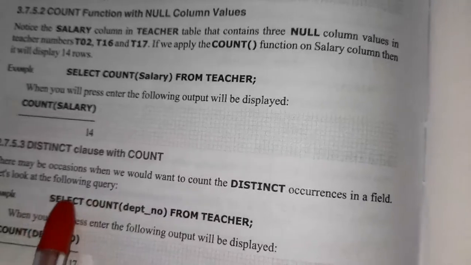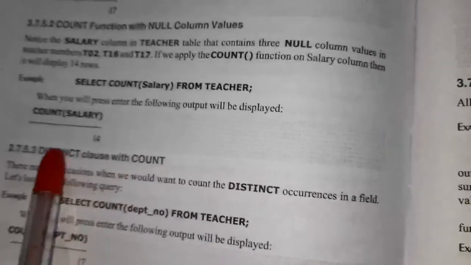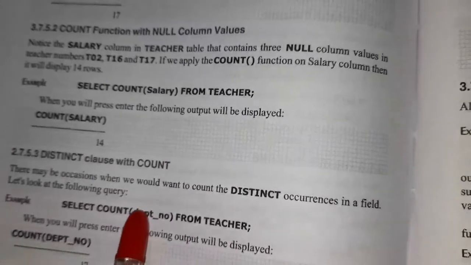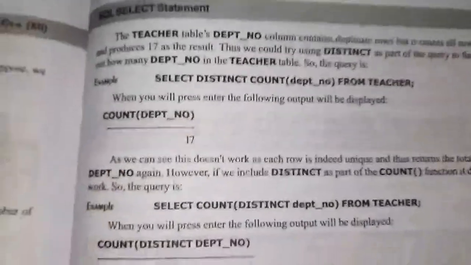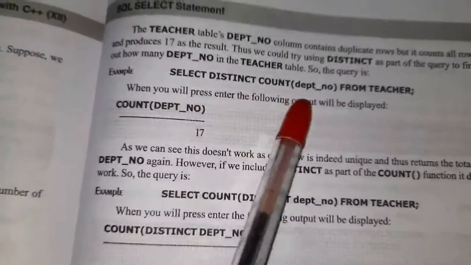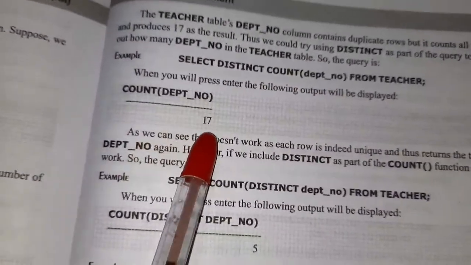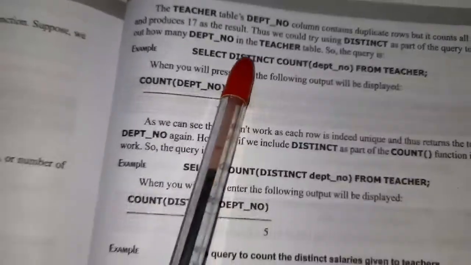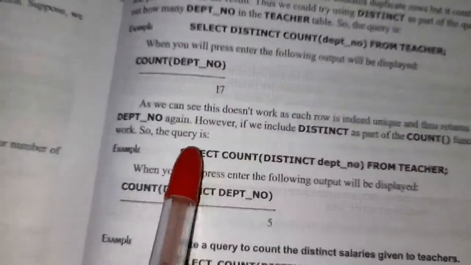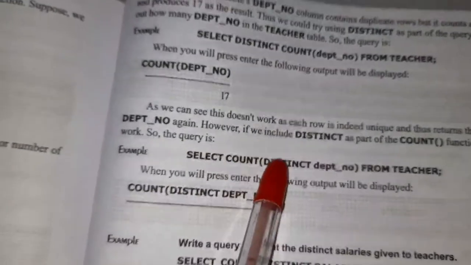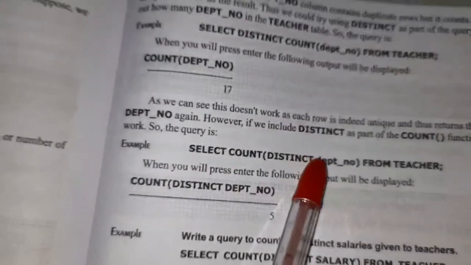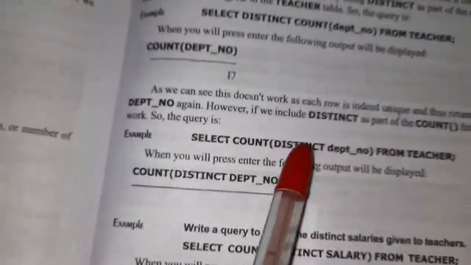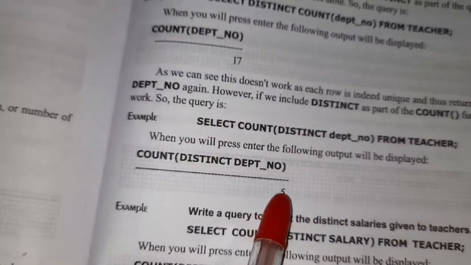When you use the distinct clause, you have to mention the distinct keyword within the bracket with the column name. You cannot write it outside. In this case, if you write select distinct count department number from teacher, you'll get the answer 17. But to use the distinct clause in the right way, you have to write select count within the bracket distinct department number, because the distinct keyword is used with a column. You have to mention from which column you want distinct values. In that case, you get the answer 5.